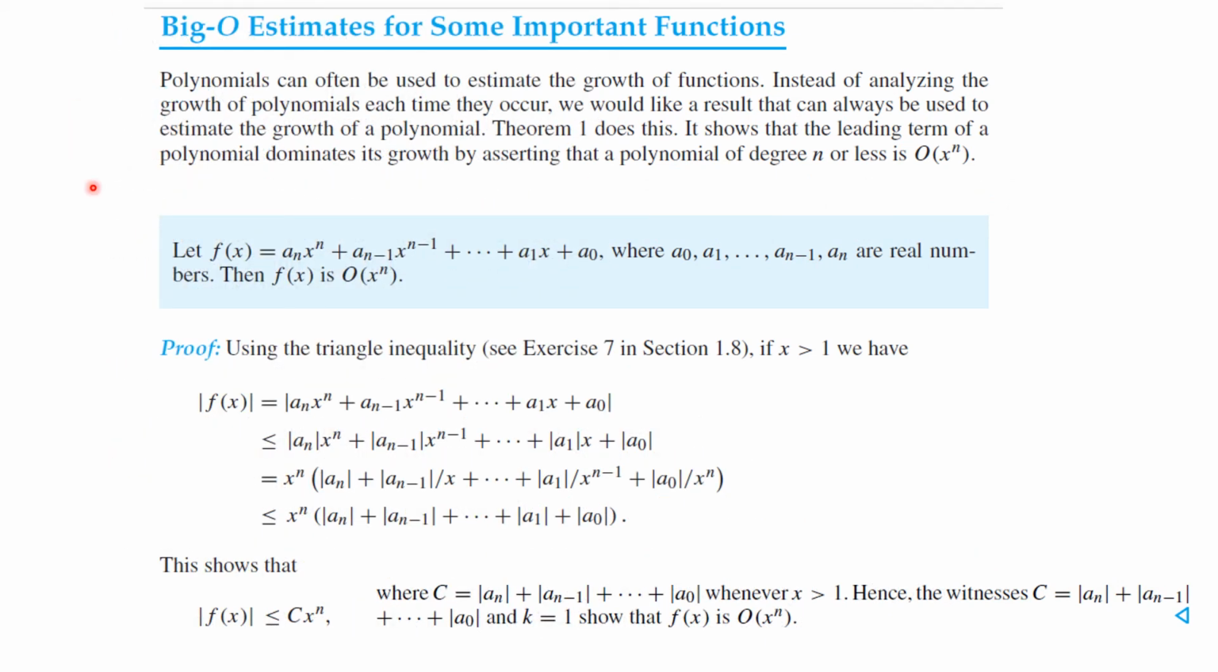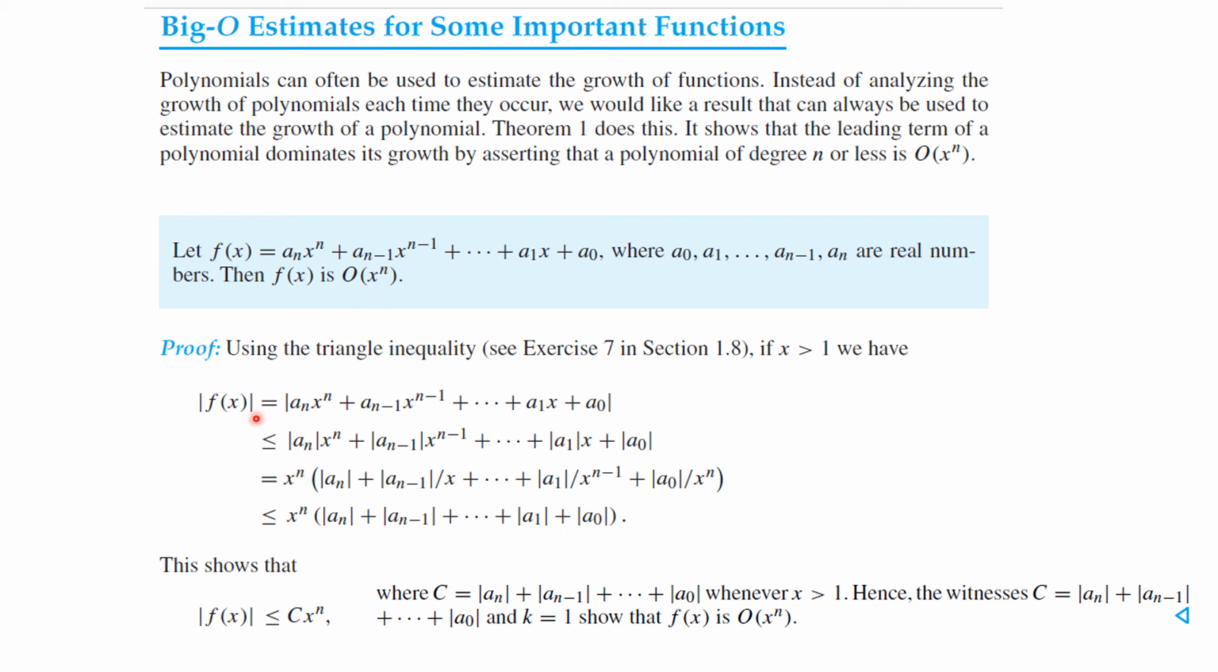Now we can talk about big O estimates of some important functions. Here's an important theorem. Suppose you have a polynomial, and you might remember from your algebra that the end behavior was determined by the leading term, and that's going to be true here. If f of x is an nth degree polynomial with real number coefficients, then f of x is big O of x to the n.